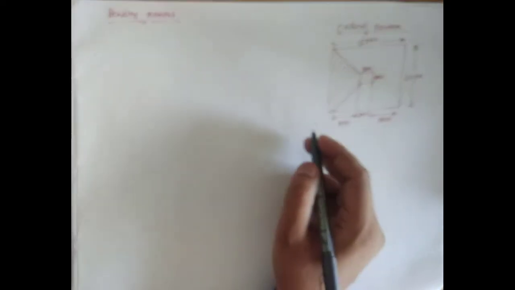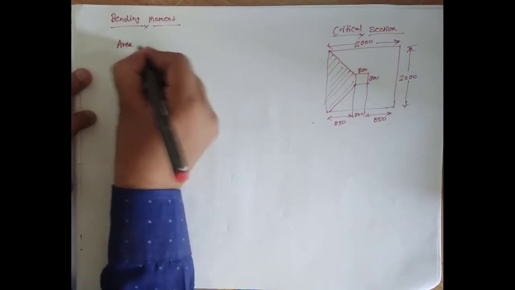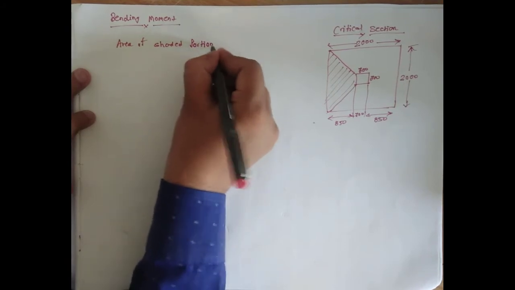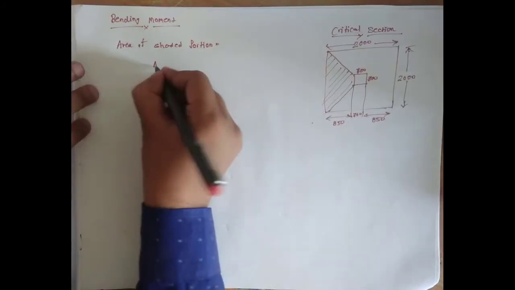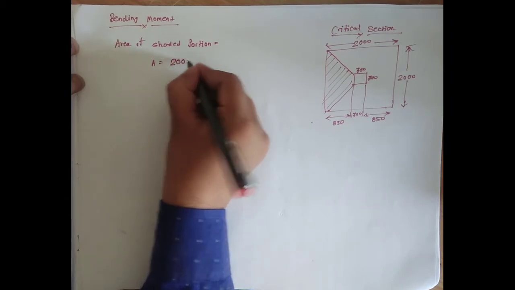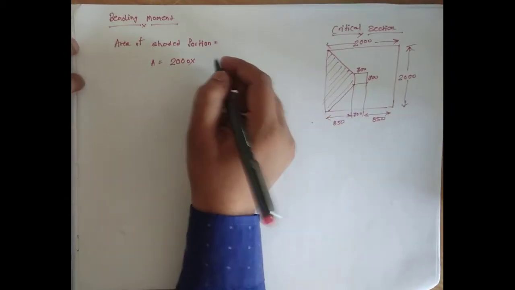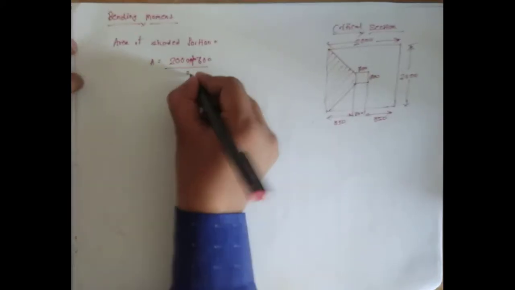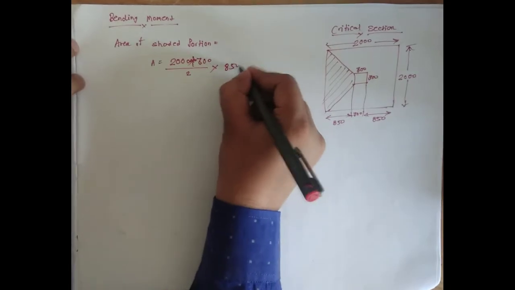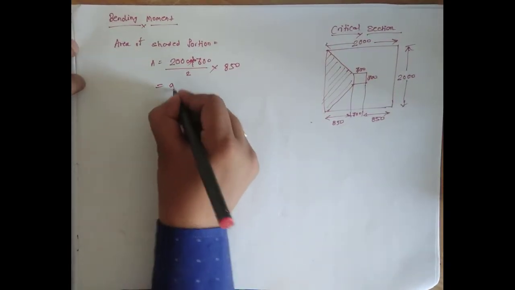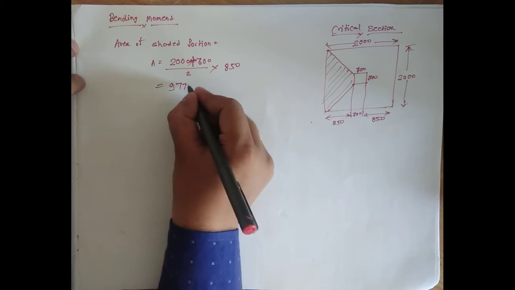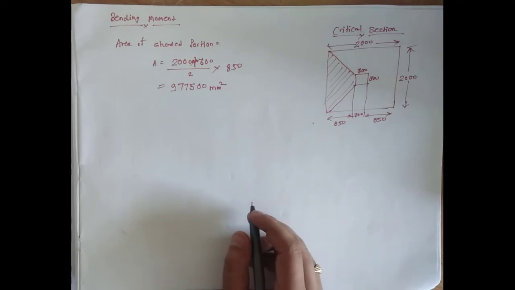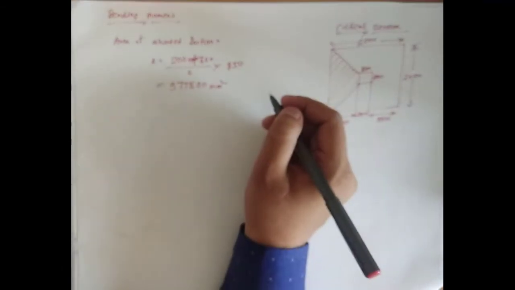Now the area of the shaded portion. We will calculate the area of the shaded portion, which is equal to 2000 base into the top portion height 300 plus 300 divided by 2 into the entire height. It comes out to be 977,500 mm square.